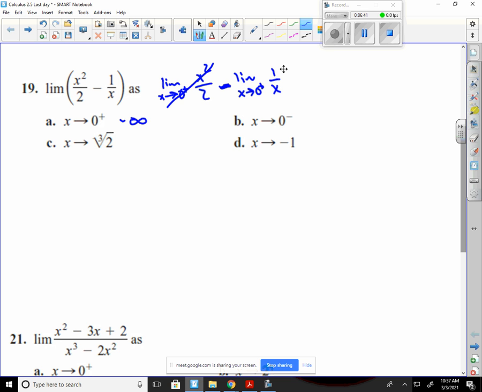As x approaches 0 from the left, that would be all the negative numbers. And so it's going to be negative of a negative, which gives us positive infinity.